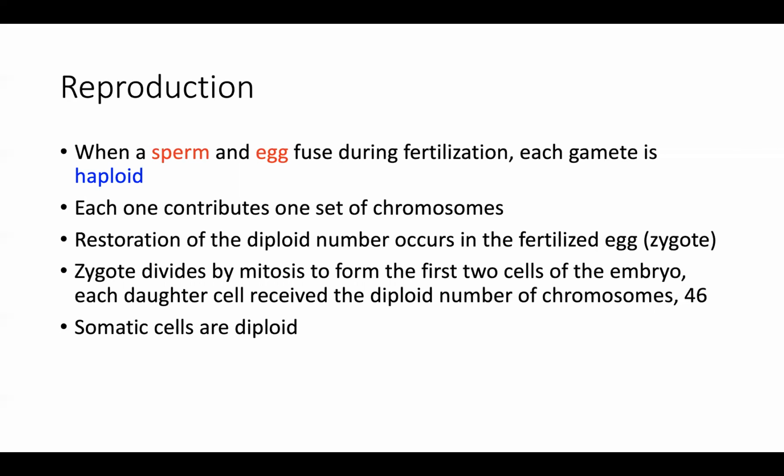So 23 from sperm, 23 from the egg. We now have the restoration of the diploid number. We've restored the diploid number to 46 in this newly fertilized egg. Now this newly formed zygote will continue to develop, undergoing mitotic division. And I already said that somatic cells are diploid.